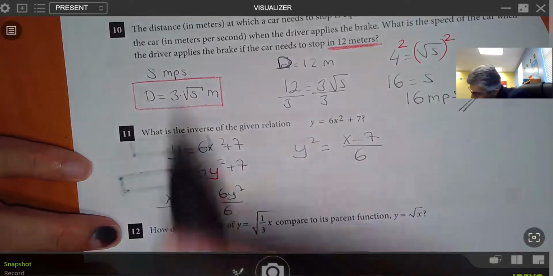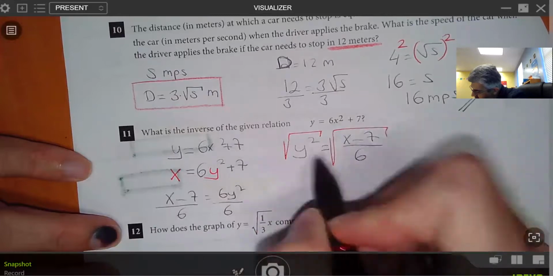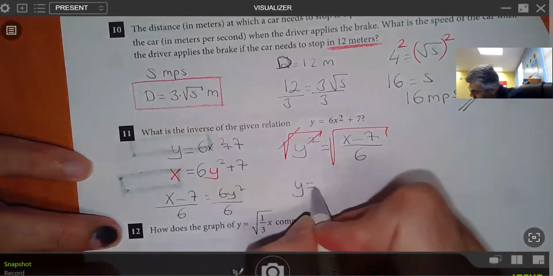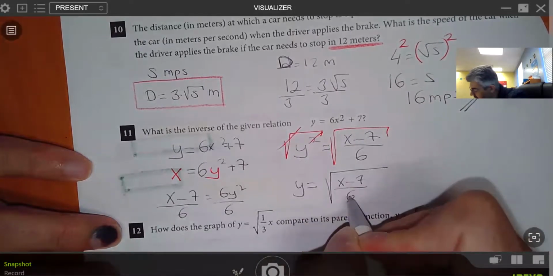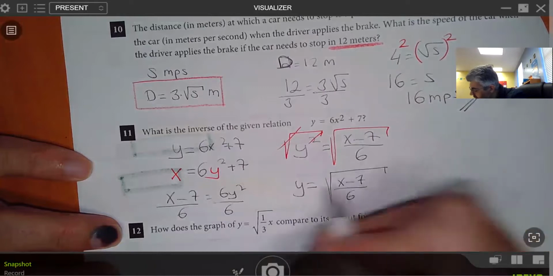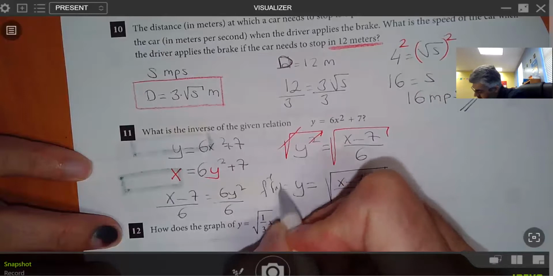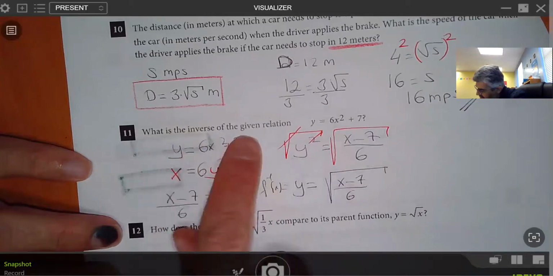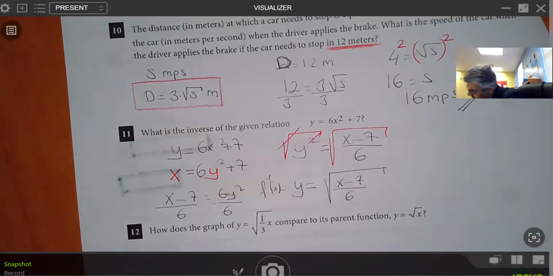And then, how do we get rid of the square? We take the square root of both sides, and we will have the inverse. So y equals the square root of (x minus 7) over 6. This is the inverse relation. I don't say inverse function, but I write f of x inverse of the given relation. I think I should have done just this one.